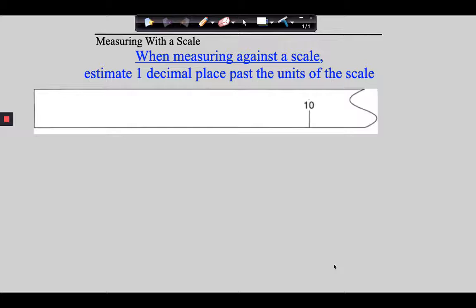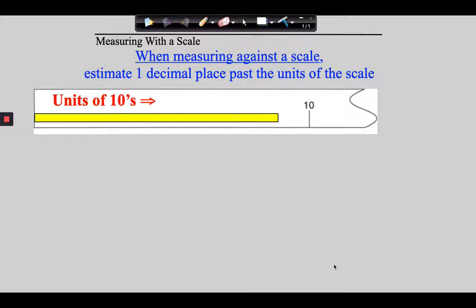So guys, what are the units for this scale? Tens. Do you get the idea? This scale goes 0 and it goes 10. So the accuracy of this device is tens. So if this measures in tens, we will then estimate 1 decimal place more accurate. So we will estimate to the ones place.